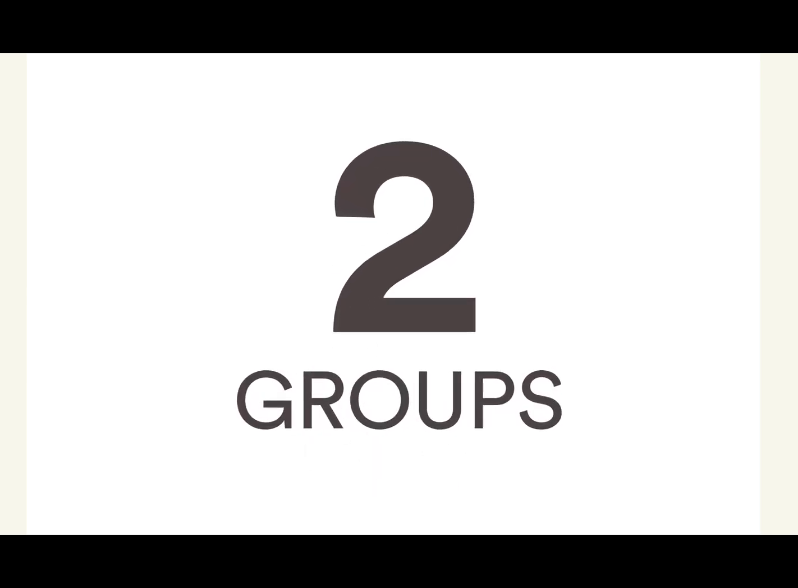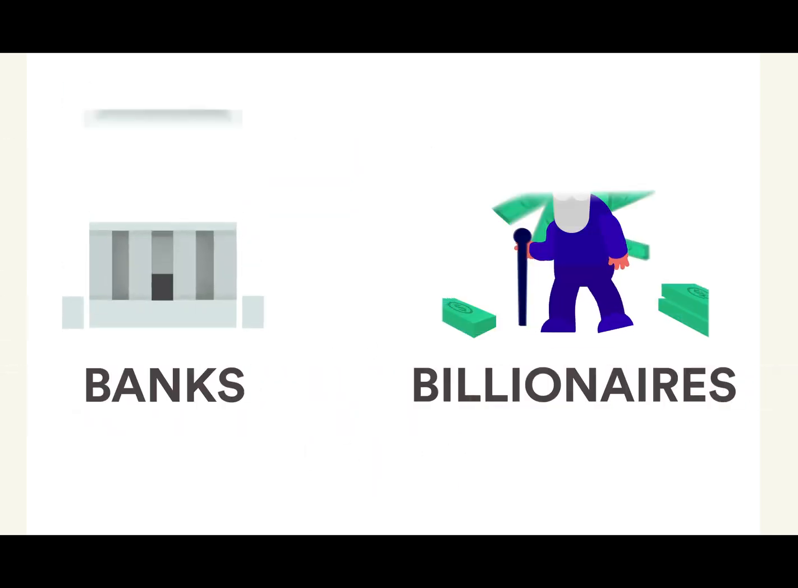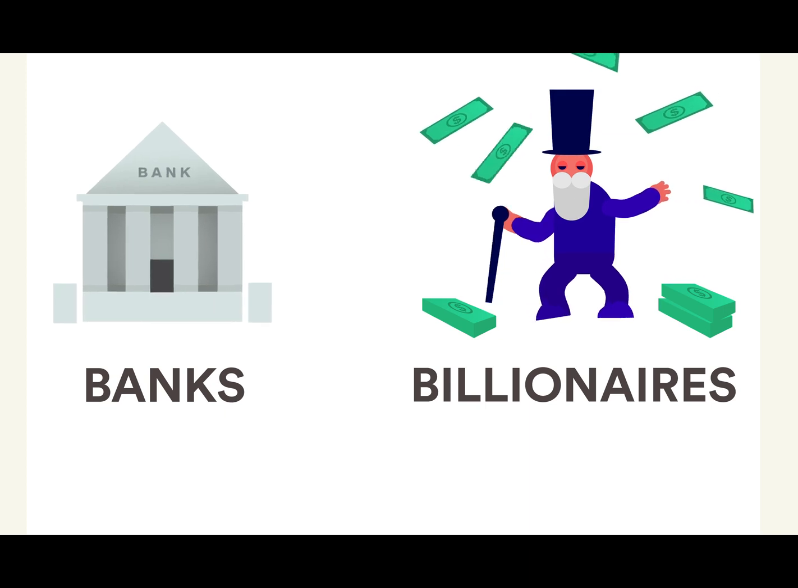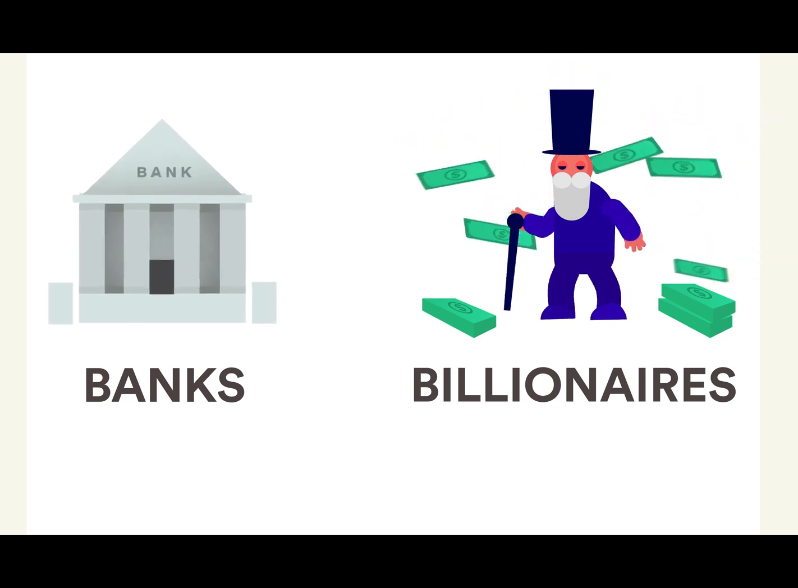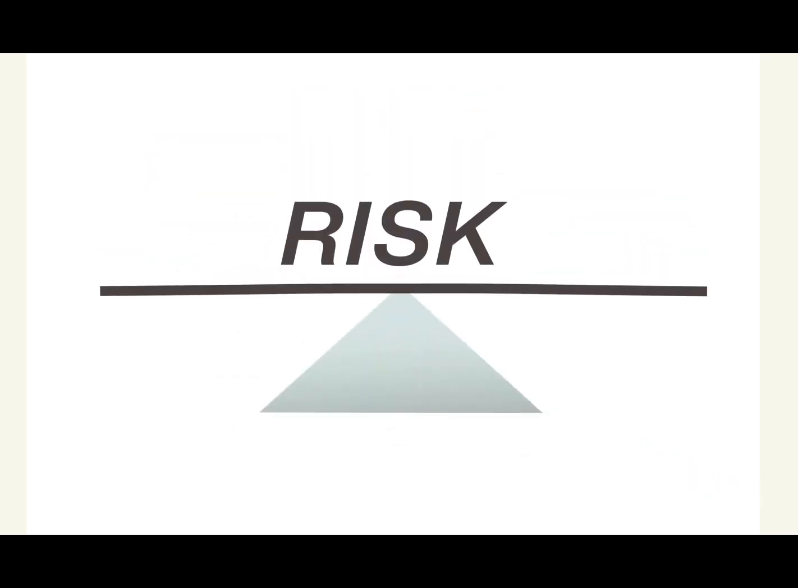There are two groups of people that nobody seems to like: banks and billionaires. This video will discuss how they actually come together to create a pretty awesome system that supports society from the shadows. Let's begin with the first function of banks: redistribution of risk.